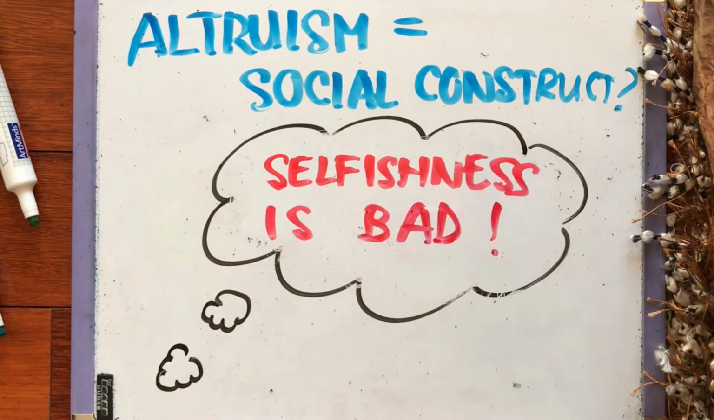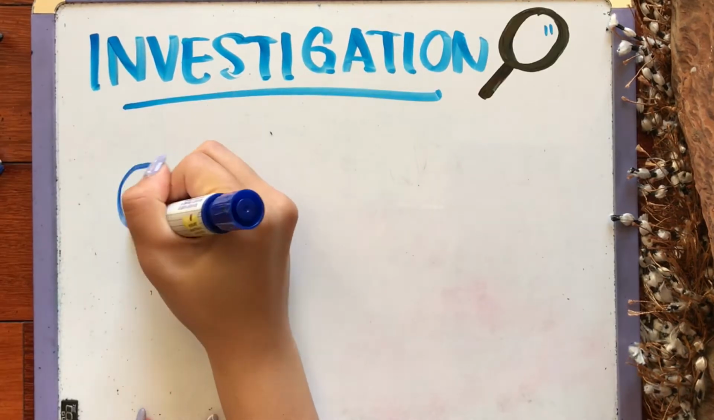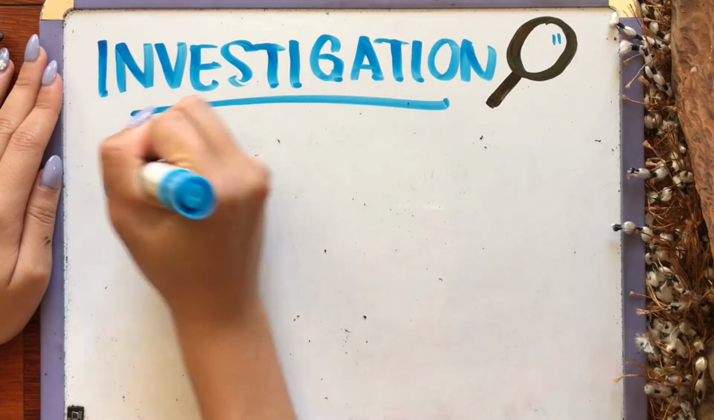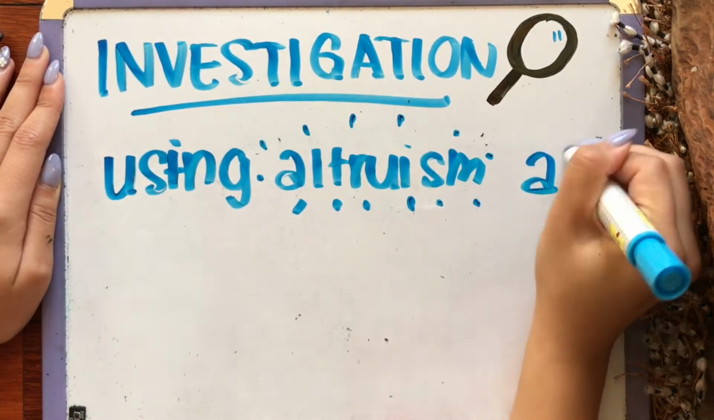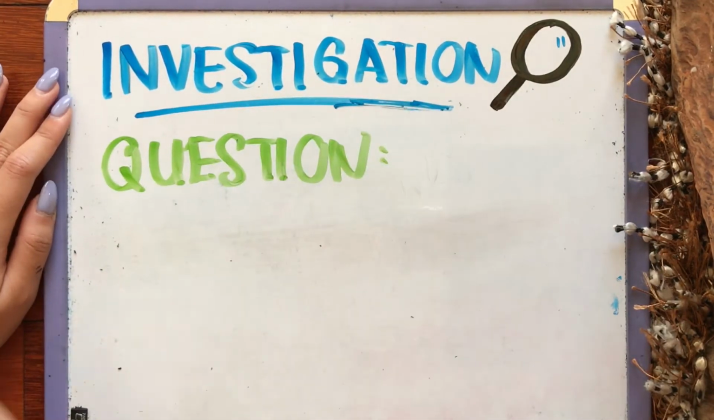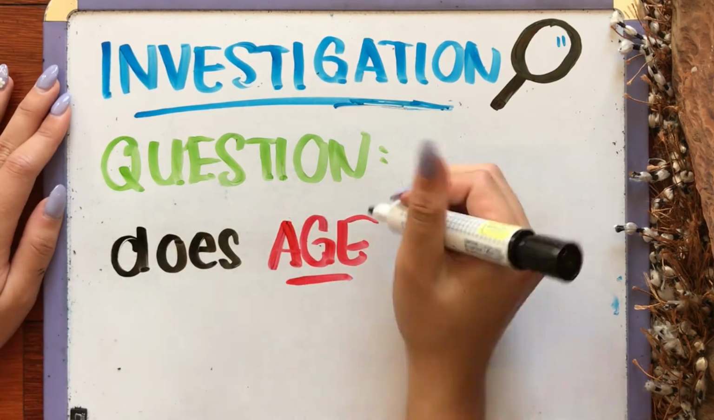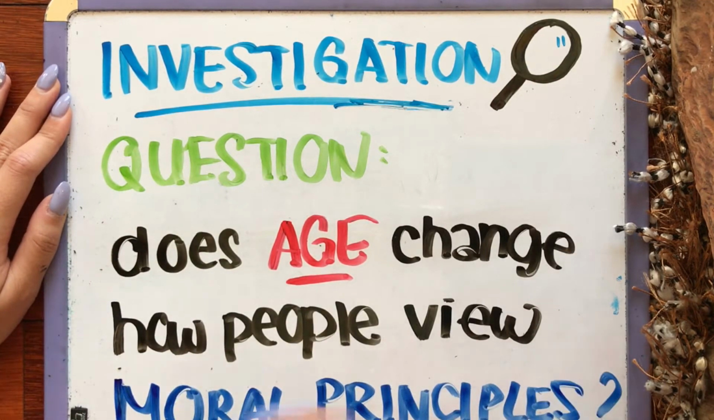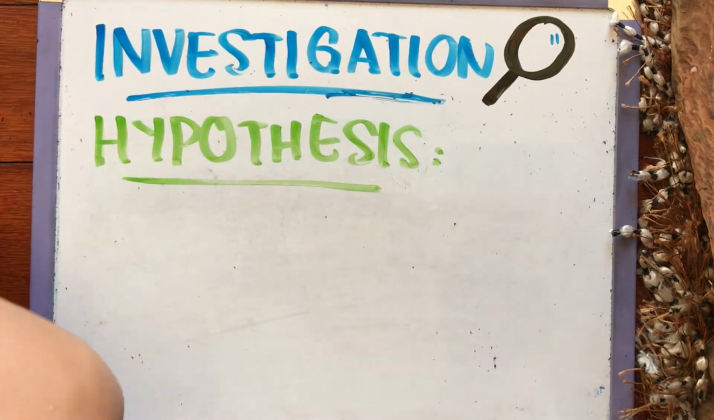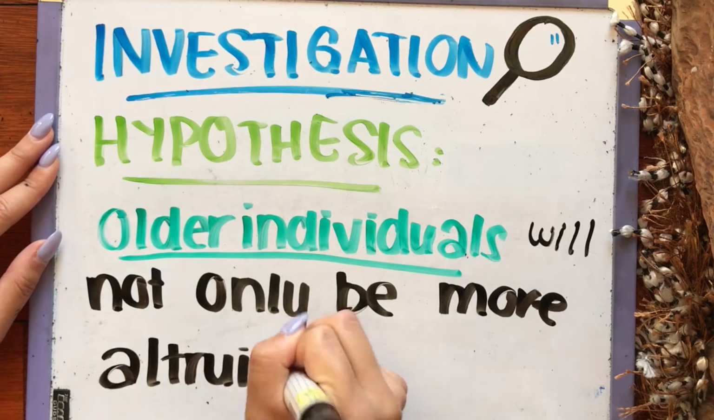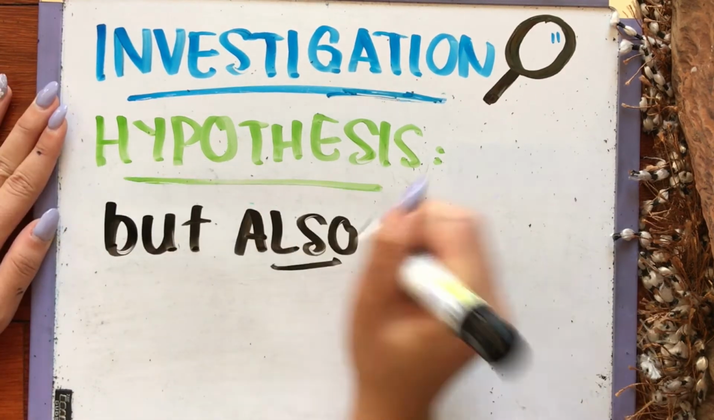How selfless are we? Our group, consisting of Lily, Sophia, Lydia, and Labby, decided to use altruism as a metric or measure of morality. Our question is, does age change how people view moral principles? For our hypothesis, we stated that older individuals will not only have a more altruistically inclined response, but also be more set in their decisions.